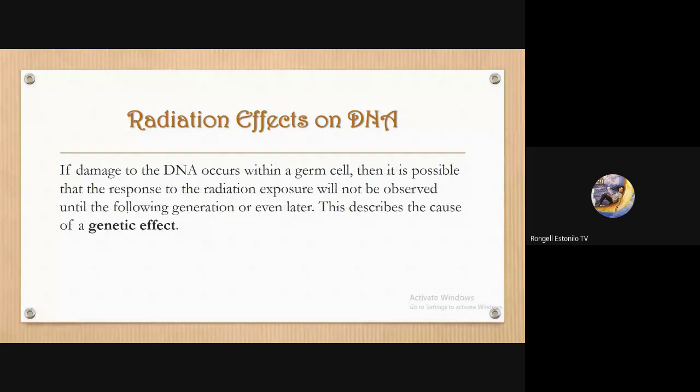So, if the damage to the DNA occurs within a germ cell, pag sinabi nating germ cell or germinal cell, di ba, these are for reproductive cell, then it is possible that the response to the radiation exposure will not be observed until the following generation or even later. The next generation daw. So, halimbawa, yung anak mo, doon pa lang ma-observe yung effect ng radiation. So, this describes the cause of a genetic effect of radiation.